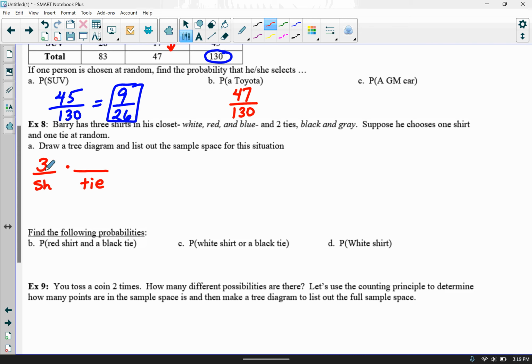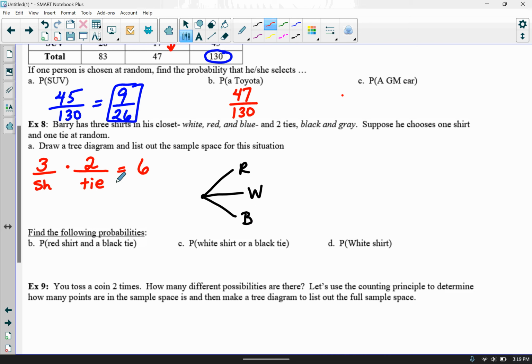The red, white, or blue. Then when he goes to choose his tie, he's got how many to choose from? It'd be 2, right? The black or gray. Multiply straight across, we get 6. So remember, this counting principle tells us how to construct our tree diagram. It says start in the beginning and branch off 3 times. And at the end of that branch, put in your shirt choices, right? So your shirt choices were red, white, and blue.